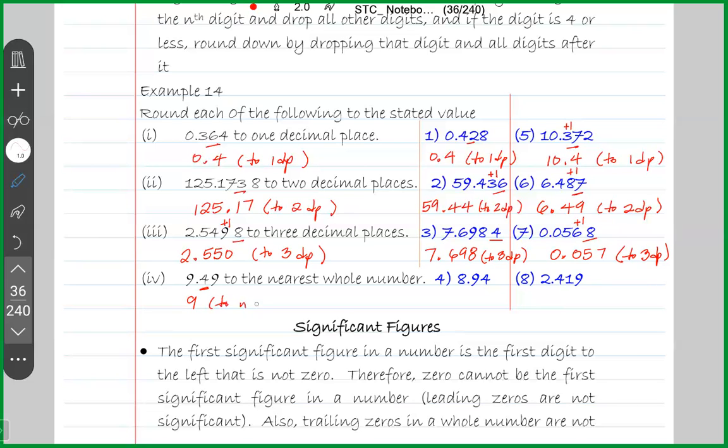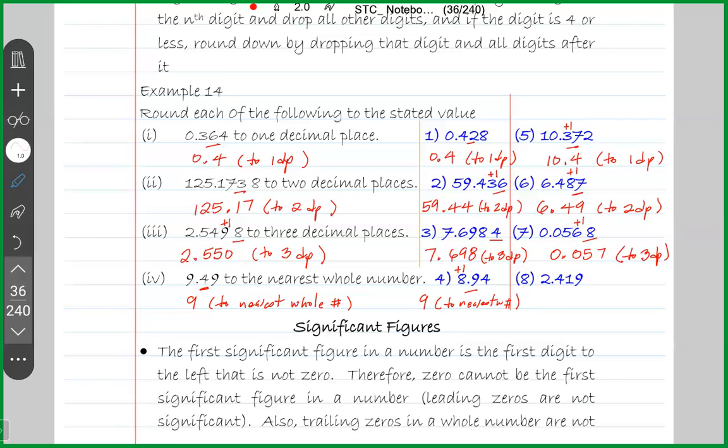to the nearest whole number. Now, 8.94 to the nearest whole number. I must look at the digit that is the first decimal place. That digit is the 9. Because it's more than 5, I'm going to add 1 to the whole number, which is the 8, making my answer 9 to the nearest whole number.